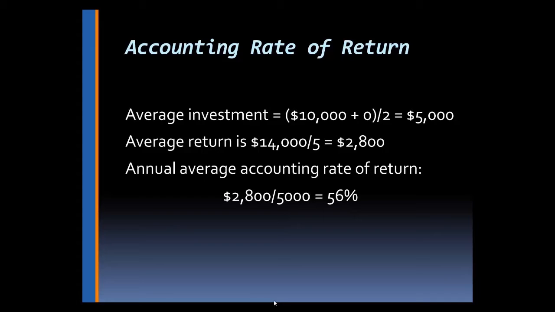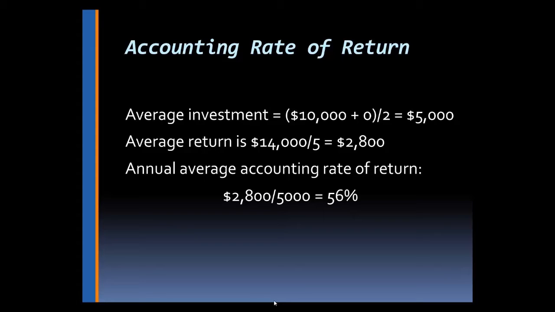We make an investment of $10,000 in year 0. At the end of year 5, that investment has a 0 value because we said it had a 0 salvage value. So we want to come up with the average investment. So $10,000 plus 0 divided by 2 is $5,000.